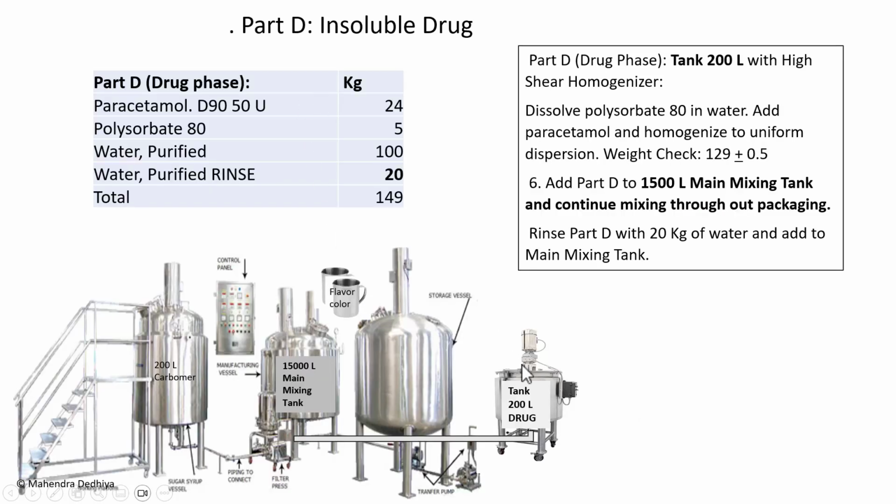Insoluble drug is prepared separately in 200-liter tank. Polysorbate 80 is dissolved in water, and then active is added. It is homogenized with high-shear homogenizer, and again, it can be held if required for 12 hours. Check the weight control. Weight check is 129 kilos. Rinse water, 20 kilos, is added to the main upon completion of a transfer of active drug.